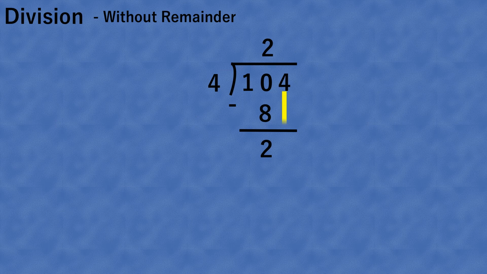We can bring 4 down now. It will become 24. 24 divided by 4 equals 6, because 6 times 4 equals 24. Subtract them now. 24 minus 24 equals 0. So 104 divided by 4 equals 26.